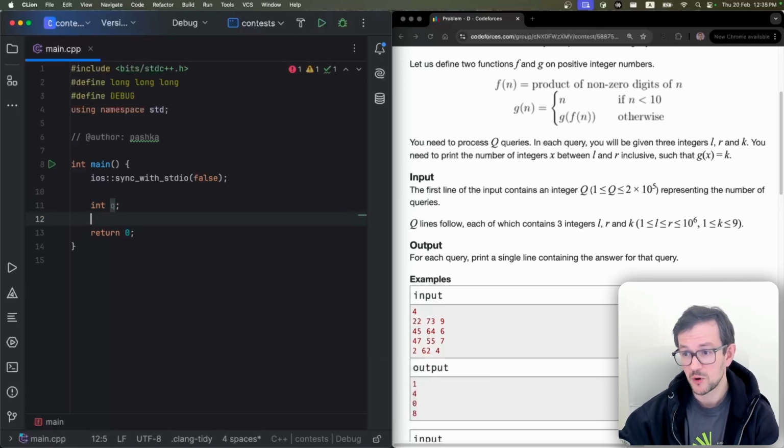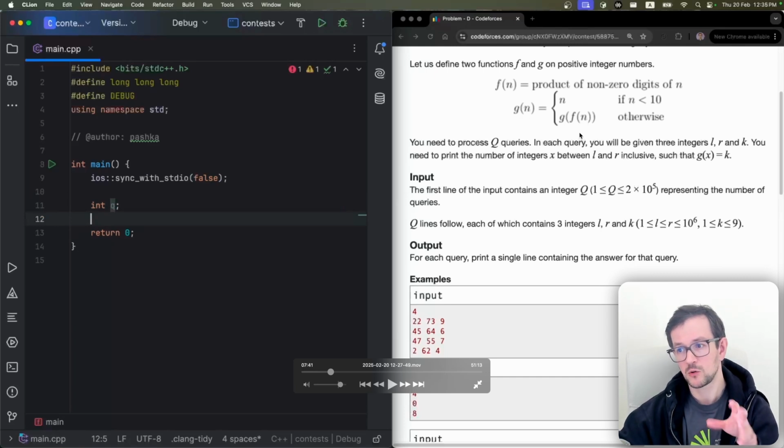Sometimes problem authors are less kind than these ones, so they will put some special formula here to make it even more scary. So f of n is just the product of non-zero digits of n. It doesn't look very scary actually. Now g of n is just again... So what's happening here? We just apply function f recursively. So g of n is the same as g of f of n.